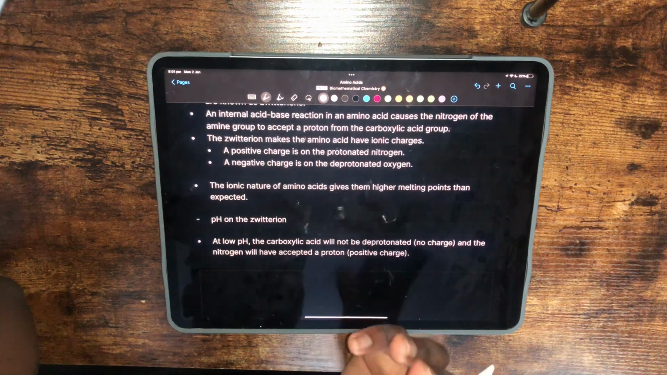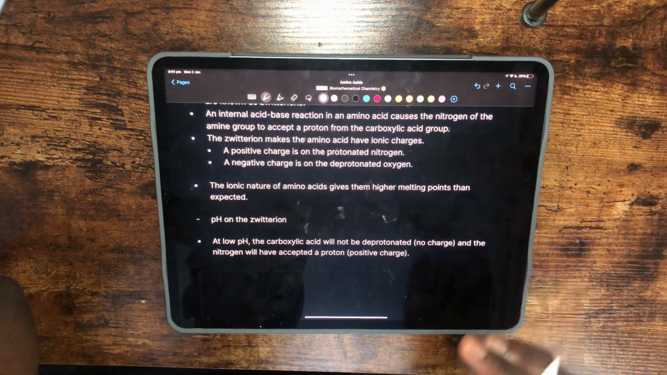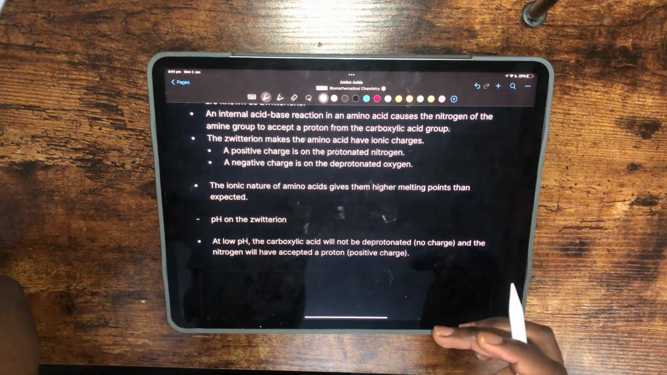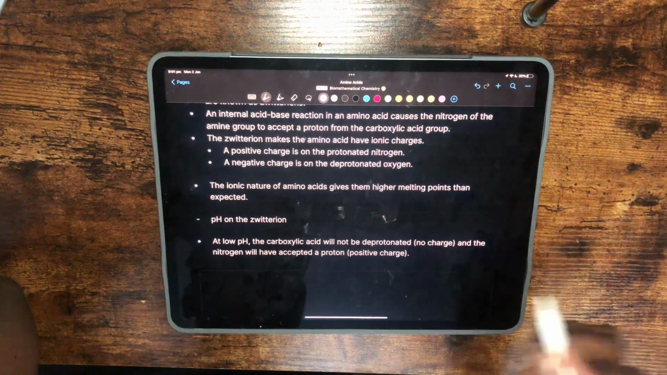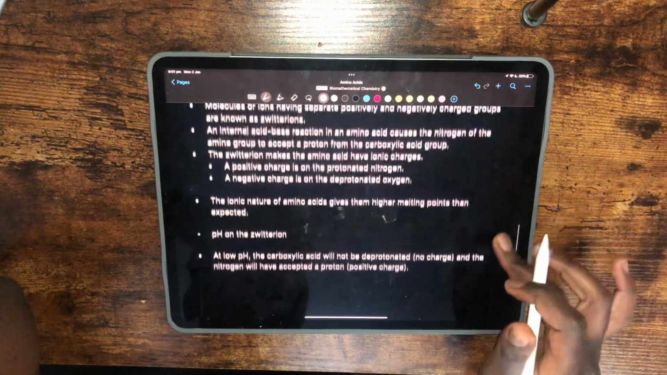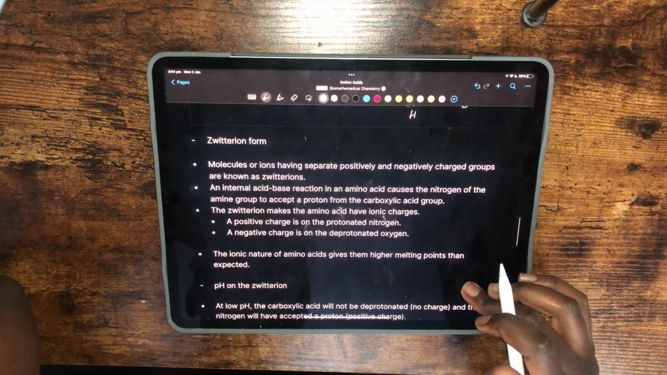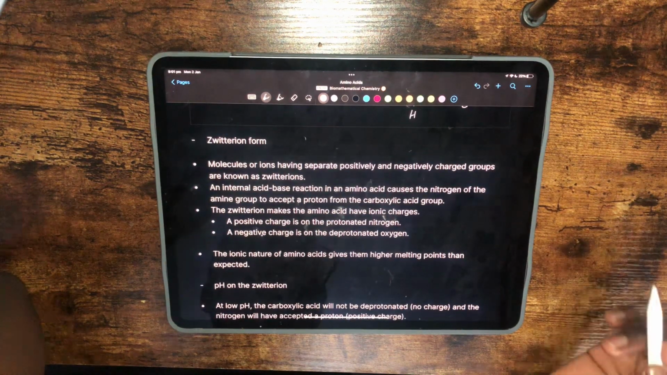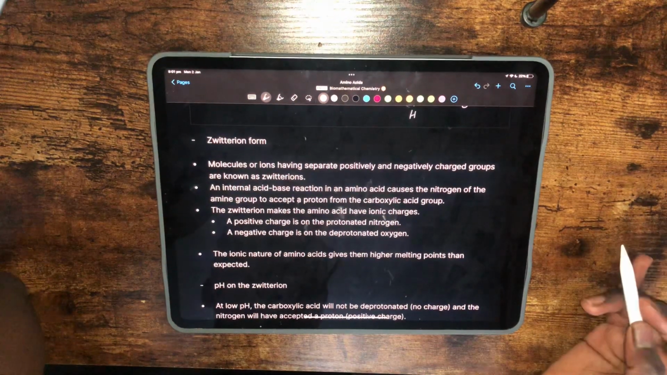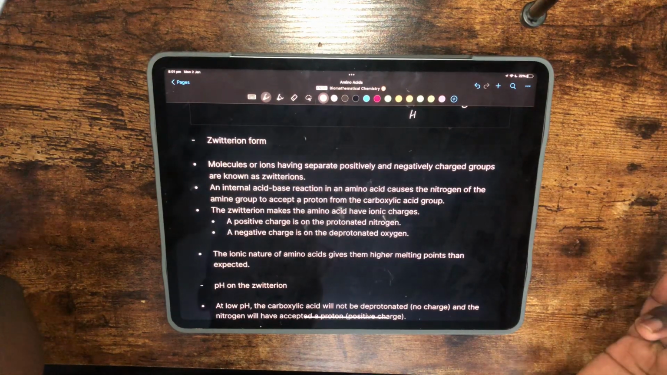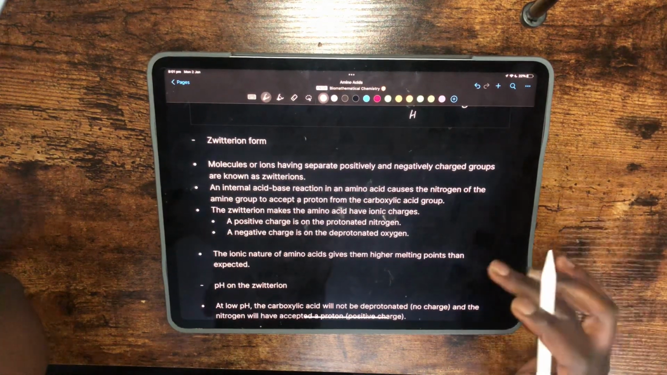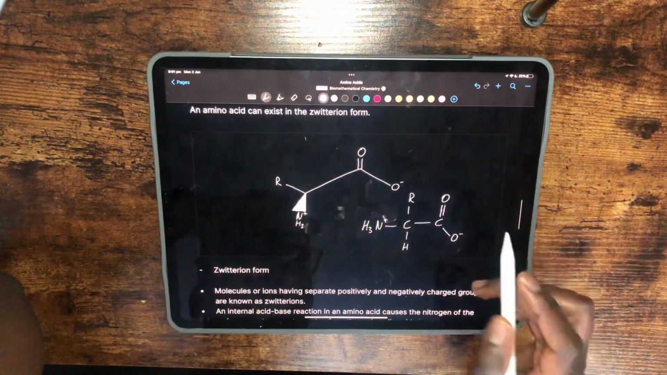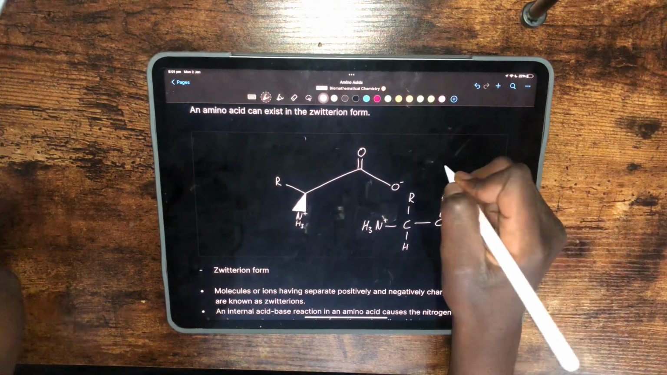So for a zwitterion at low pH, the carboxylic acid will not be deprotonated, so it will have no charge. At low pH there's a high concentration of H plus in the solution, so the carboxylic acid isn't going to lose a proton. Nothing will happen to this carboxyl group.